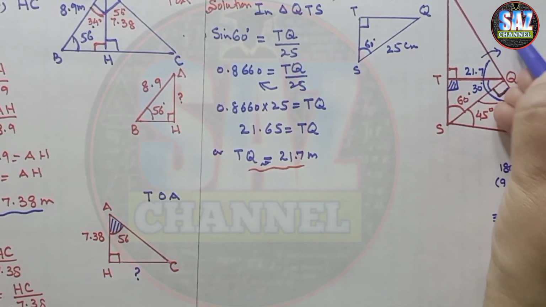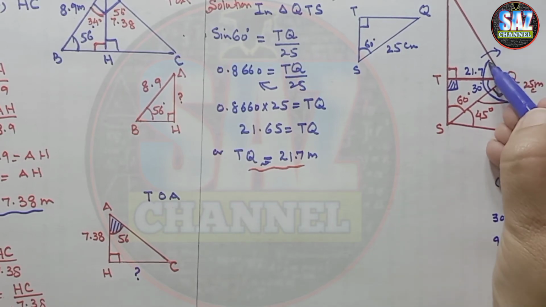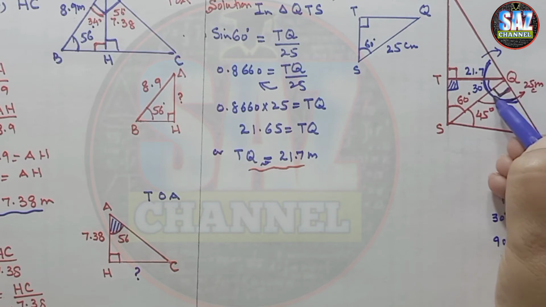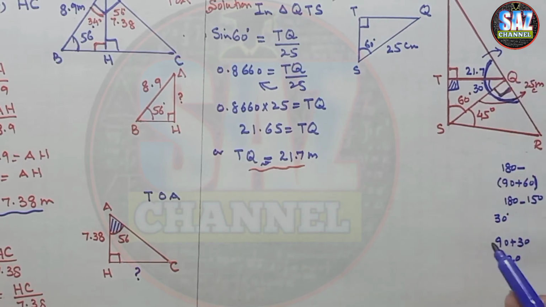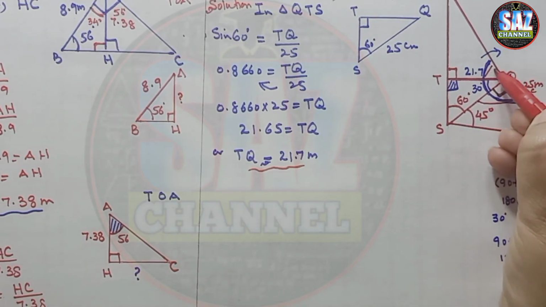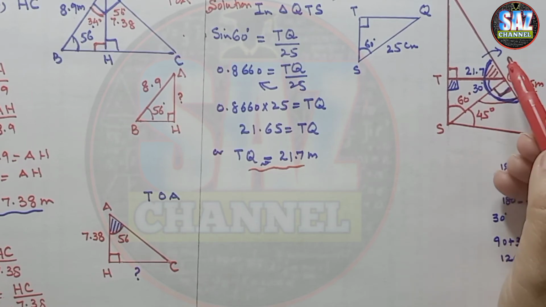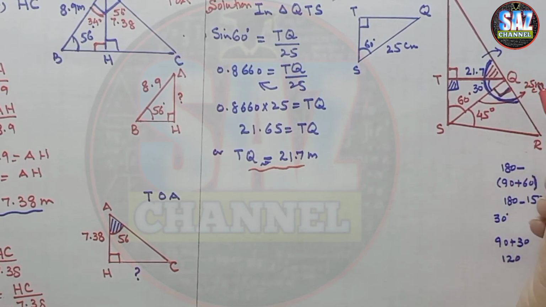And what is the reason that this angle is 60 degrees? These are the adjacent angles. They're the angles on the semicircle and their sum is 180 degrees. So I can find this angle by taking away the sum of 90 plus 30 from 180. Now my second problem has also been resolved.